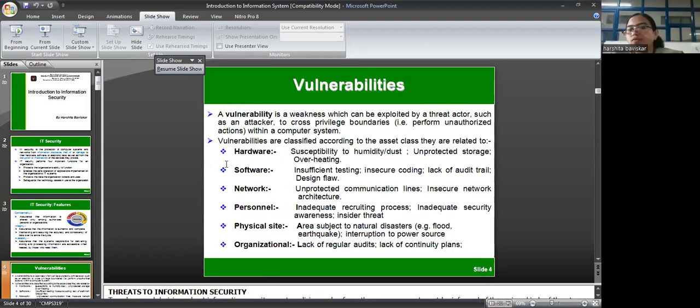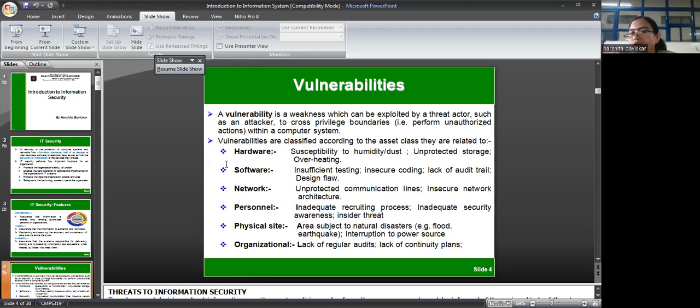Now, what are the types of vulnerabilities? The next slide deals with the types of vulnerabilities. A vulnerability is a kind of weakness which is exploited by a threat actor, such as an attacker, to cross the privilege boundaries within a computer system. Now, vulnerabilities are classified into different assets.